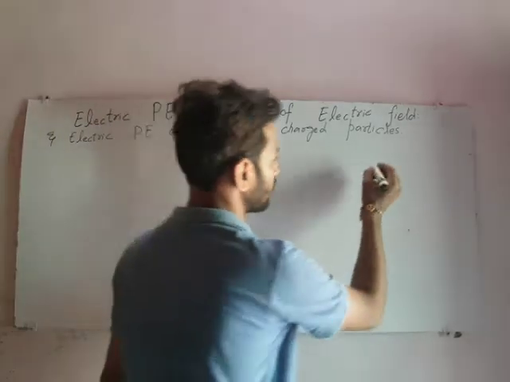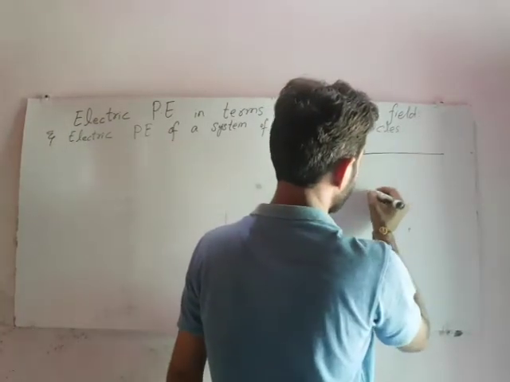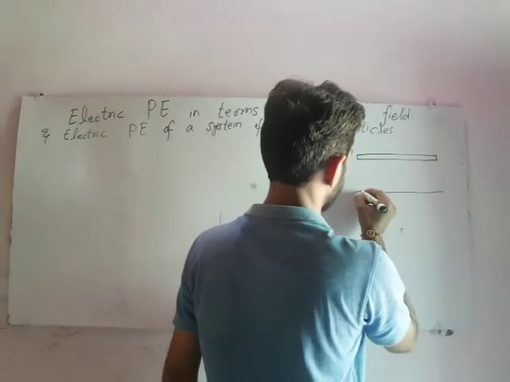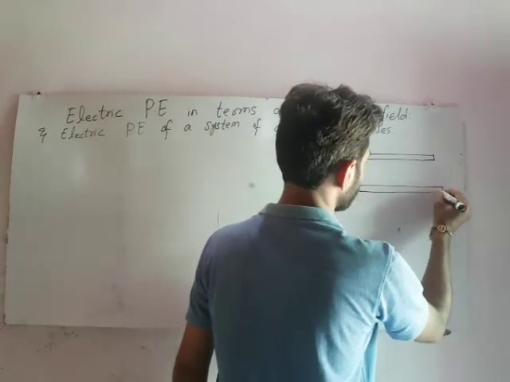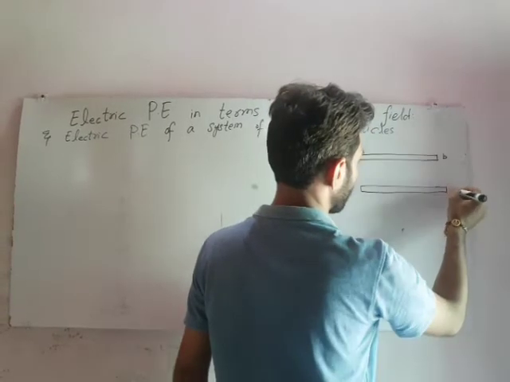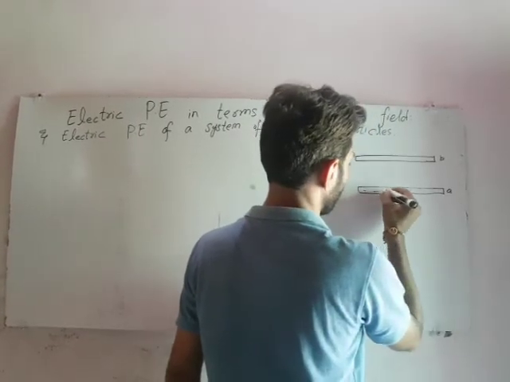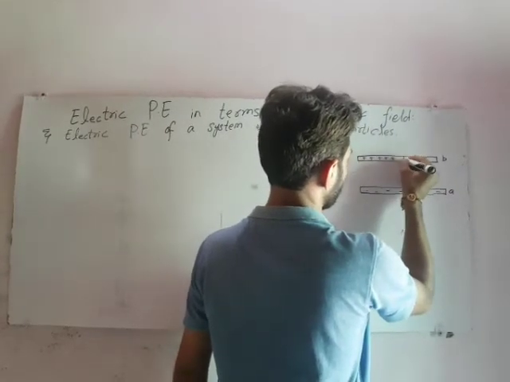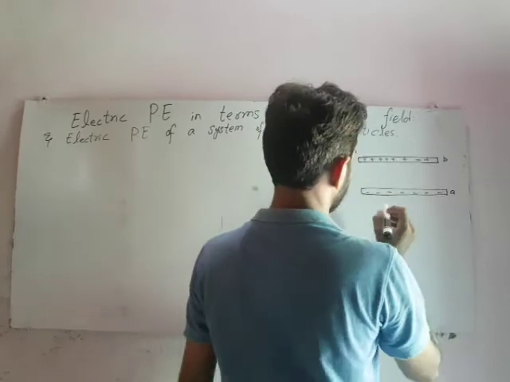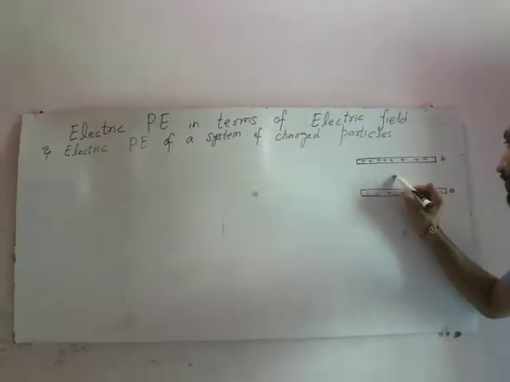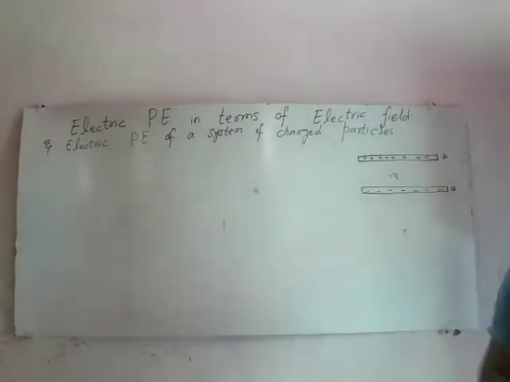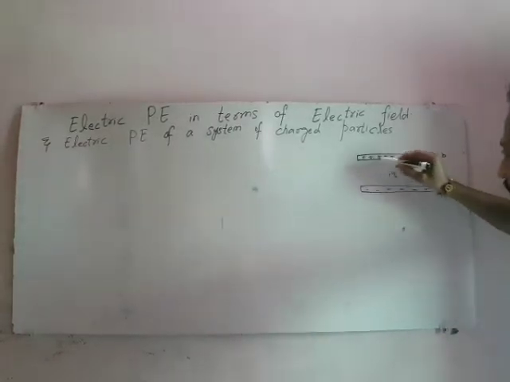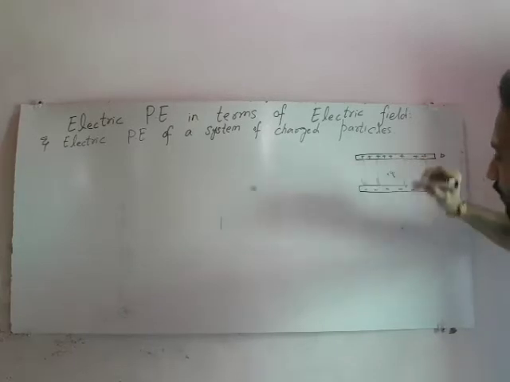The positive charge is placed between two oppositely charged electric plates. One is the positively charged B plate and the other one is the negatively charged A plate. The positive charge Q is placed here. The electric field lines are from positive to negative. The direction of the electric field is from positive to negative.